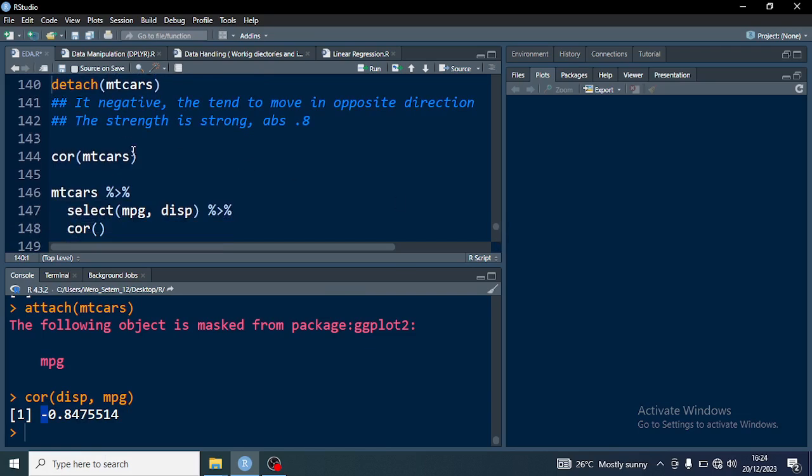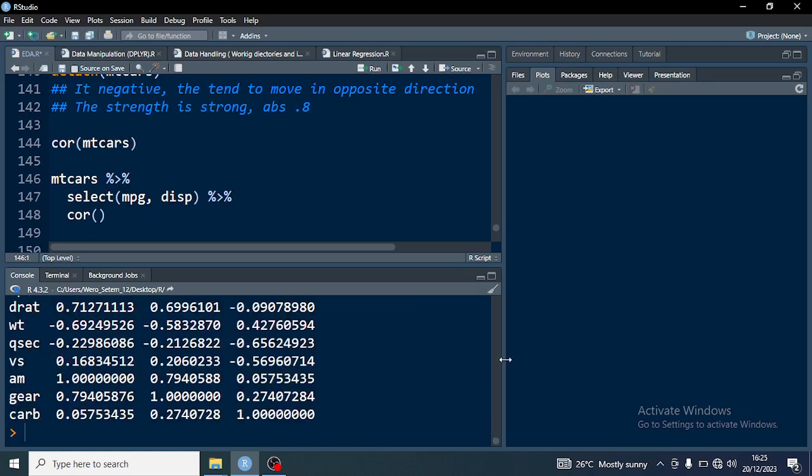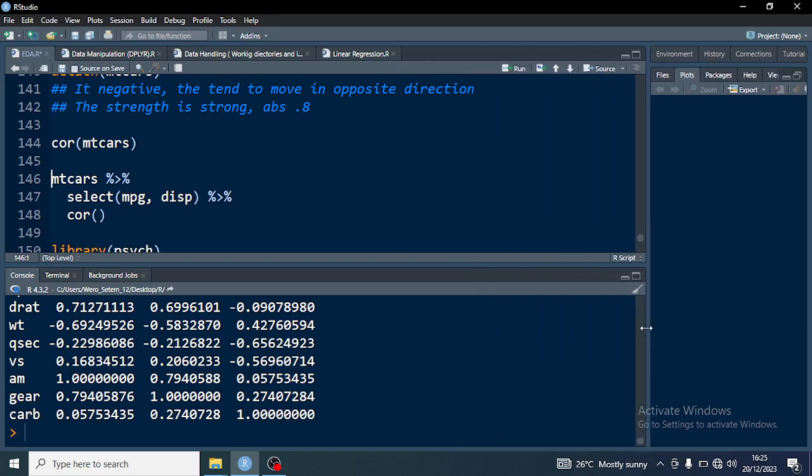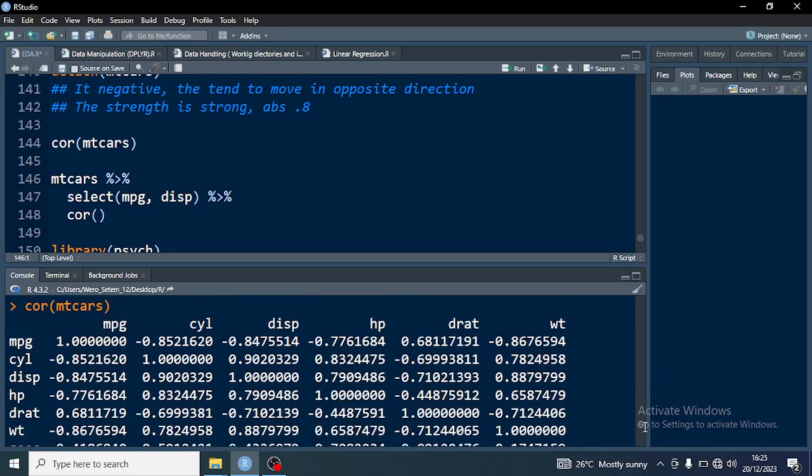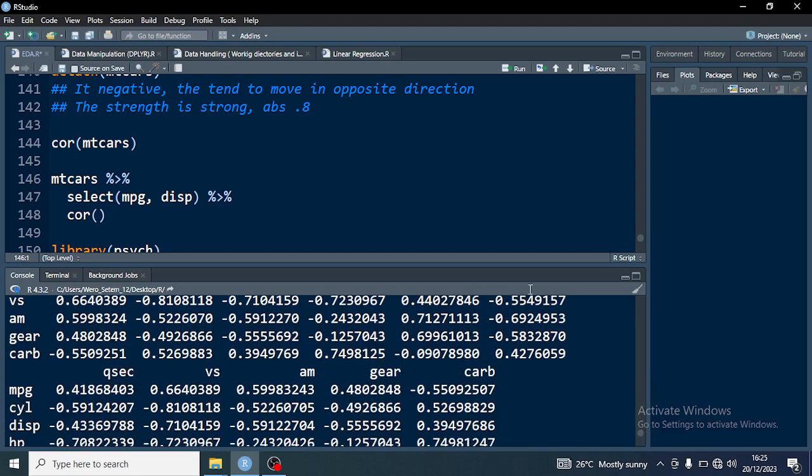You can as well find the correlation of an entire data frame. For example, I want to see the correlation of the entire mtcars data frame. So I run the correlation of mtcars, and here it gives me the entire correlation matrix. Let's run this again. Here it is, the correlation of the entire data frame. You can as well use the covariance.